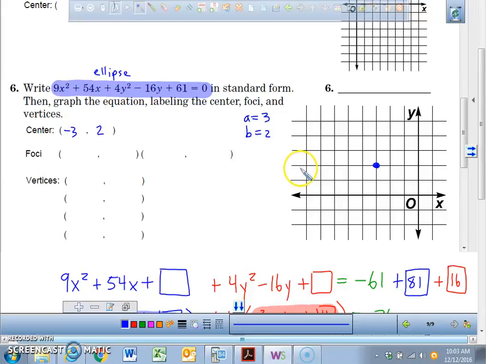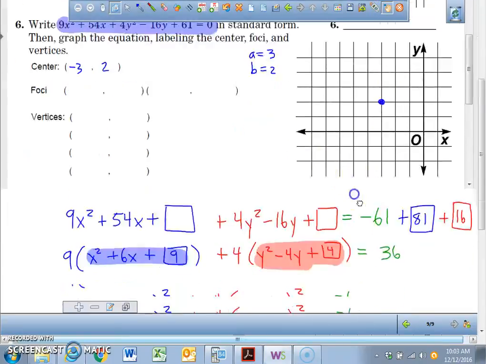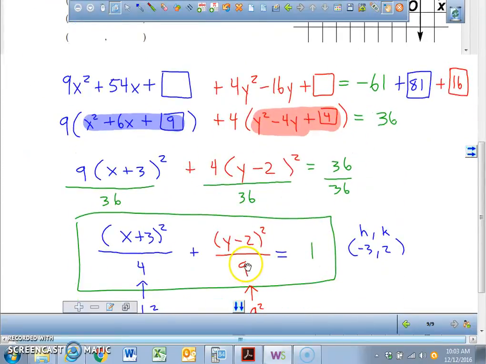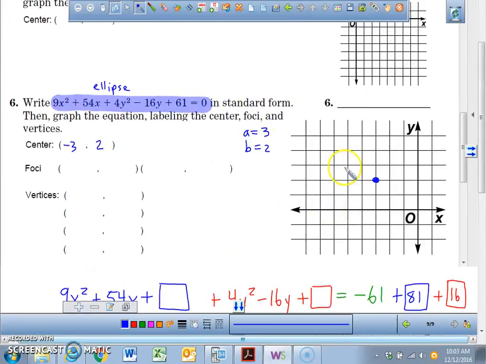This is where students will mess up. How do we know which direction to go? Where's the a squared located underneath? It's underneath which value? The y's. That means I got to go up and down if it's underneath the y's. If your a squared is underneath the y's, I have to go up and down. So I'm going to go up 3 units and put a point, and down 3 units and put a point. The b value is 2, so I got to go to the right and to the left 2.